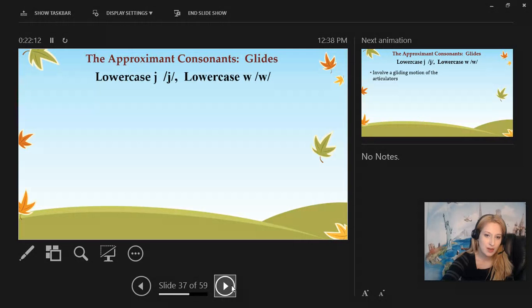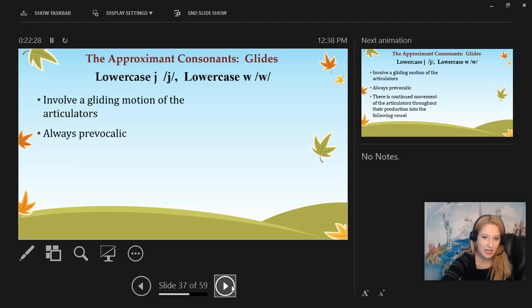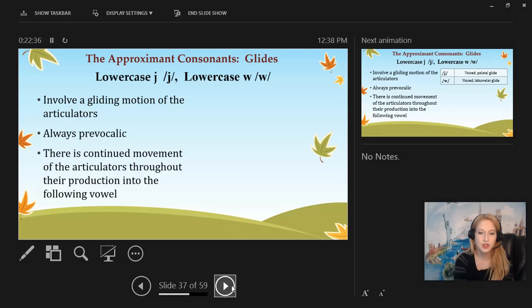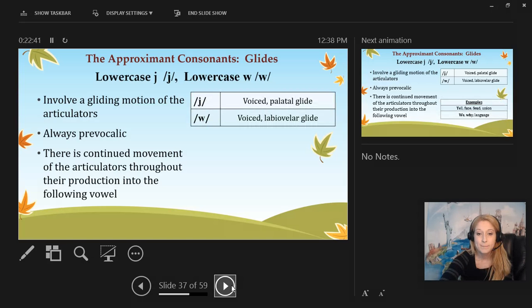Next, we have the approximant consonants, and the first category of those are the glides, which is the lowercase j, which actually makes a y sound, and the lowercase w. These both involve a gliding motion of the articulators, which is why they're called glides. They're always prevocalic. There is continued movement of the articulators throughout their production into the following vowel. So the y is a voiced palatal glide, and w is a voiced labiovelar glide.